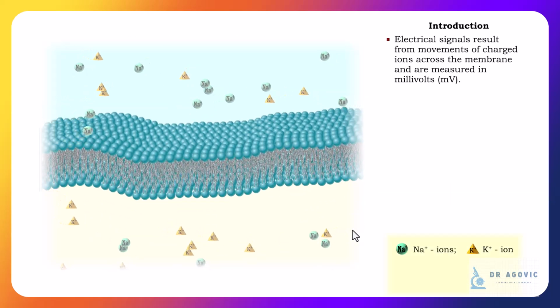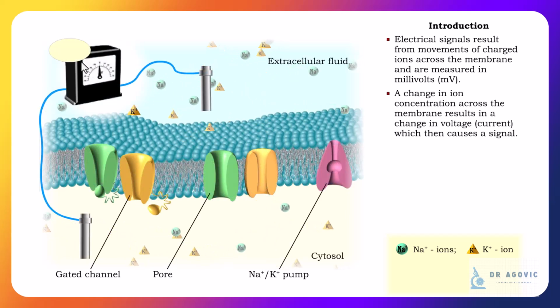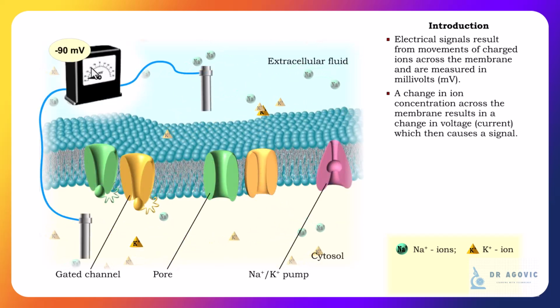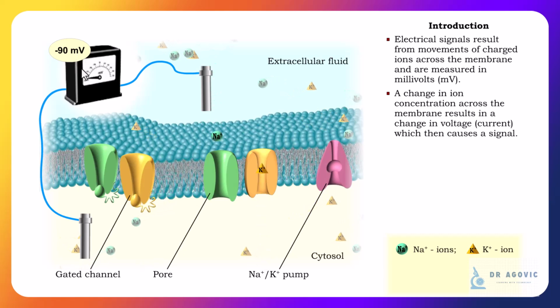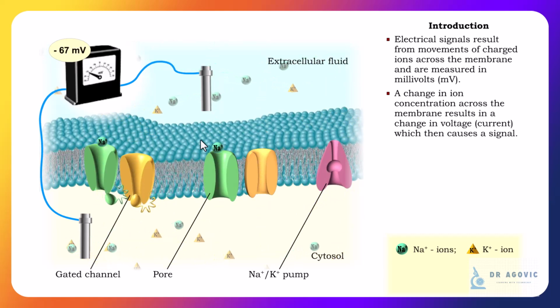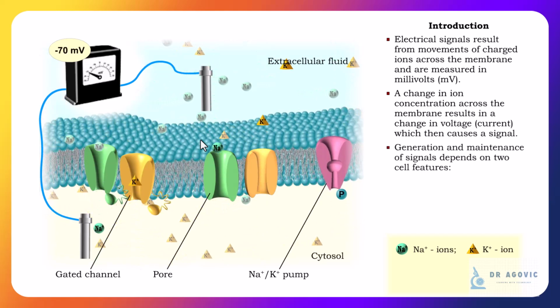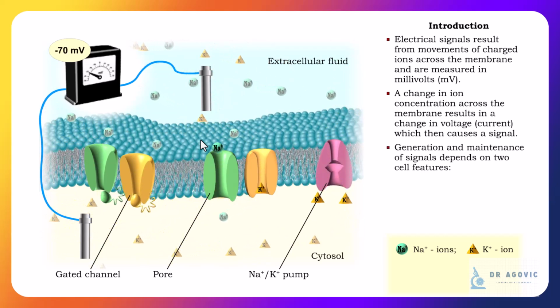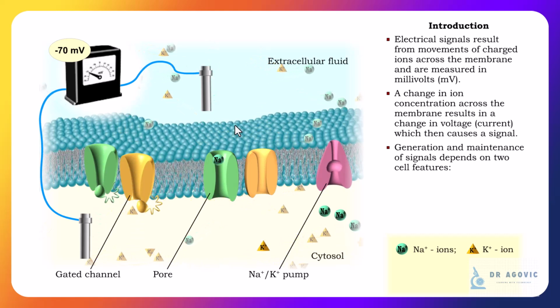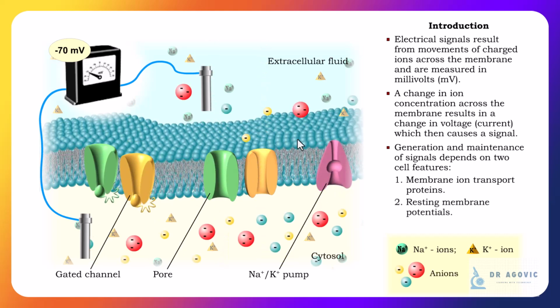The distribution of charged ions close to a neuron's membrane determines the membrane's electrical potential. The potential is measured in millivolts. A change in voltage results in the generation of a nervous signal. Two characteristics of cell membranes are needed to generate action potentials or membrane potentials and to maintain these potentials, and those are transport proteins in the membrane and resting membrane potential.